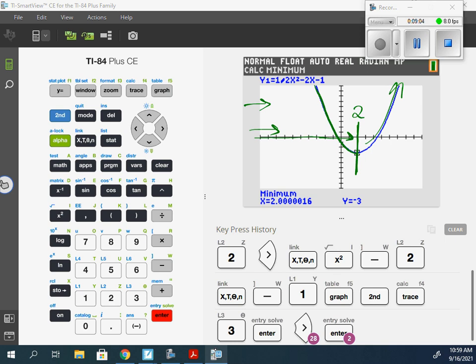Because at 2, it does what? It turns, doesn't it? They actually call this a turning point because it goes from increasing to decreasing or decreasing to increasing, because if it makes that switch, it is considered a turning point.